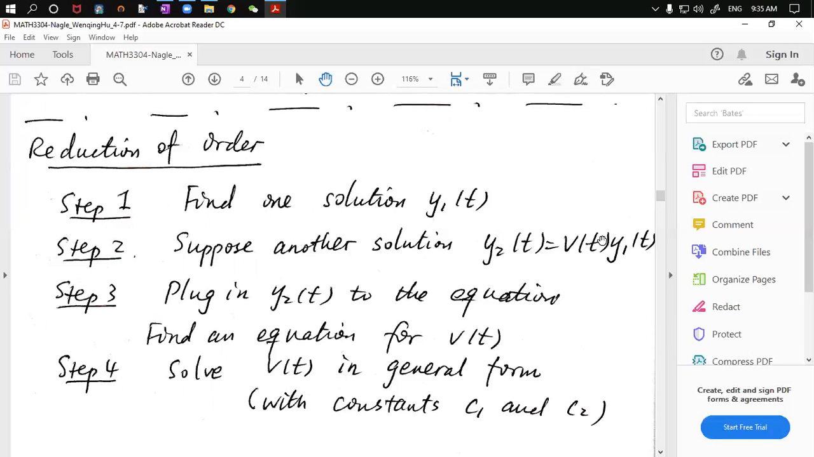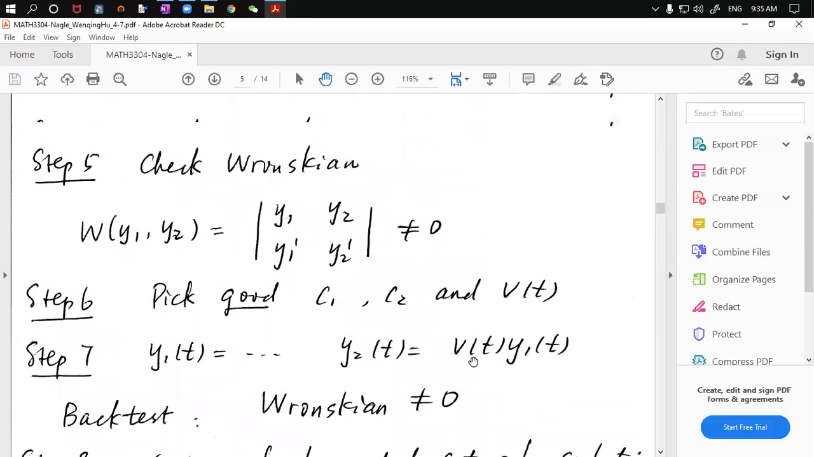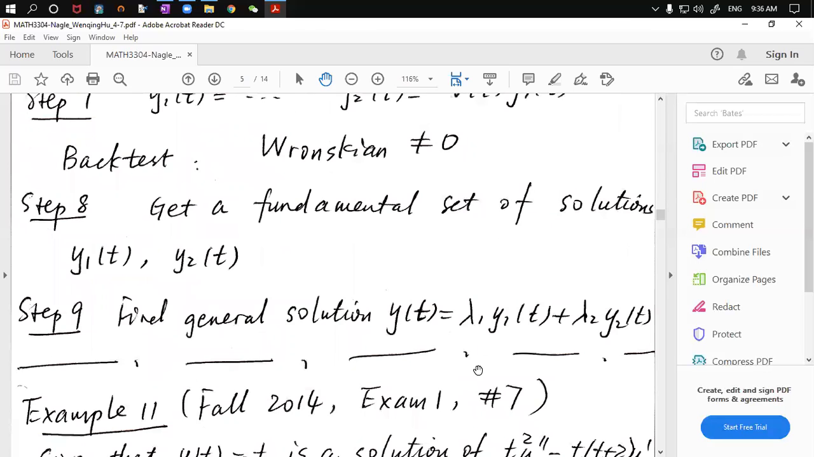equation only for v. As long as you have this, you solve for v of t in general form that contains constants. But you have to check that the Wronski is non-zero to determine the good constants C1, C2. Remember, the whole theory is about guessing. You guess one solution, you want to guess the other one. So you don't have to really work with very general C1, C2. You can just work with a candidate. Usually C1, C2 are picked as zeros or ones. Once you get a fundamental set of solutions, the general solution is just a linear combination of these two fundamental solutions. Is that good, family?